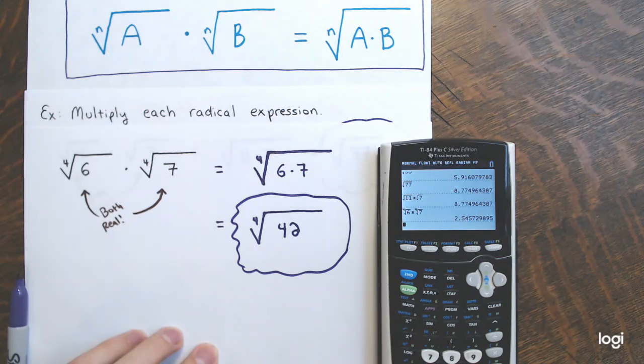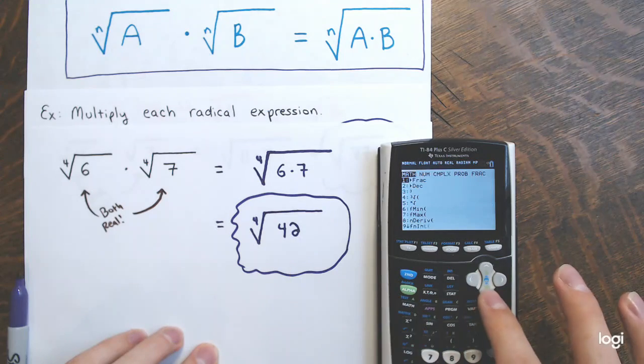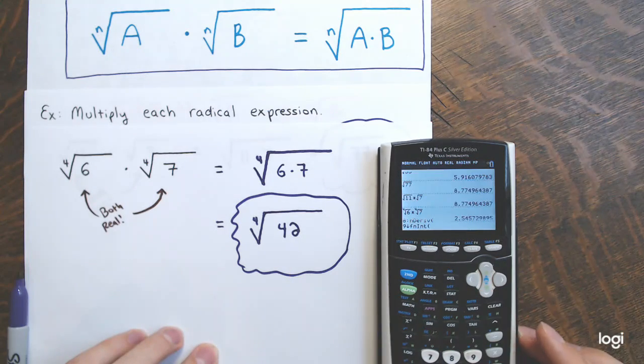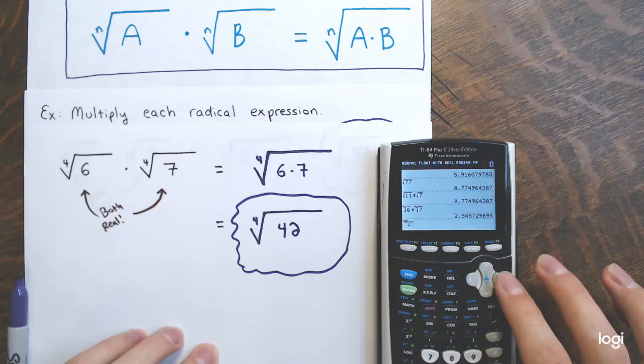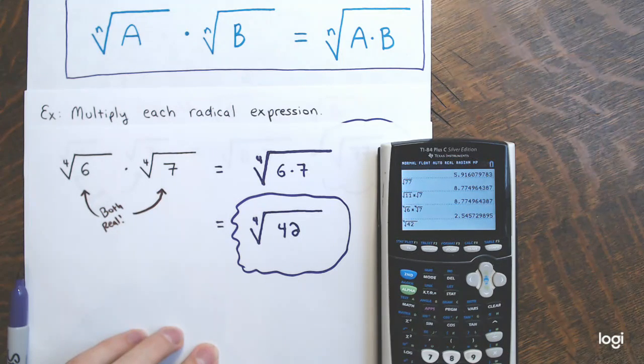2.545729895, right? It keeps going on forever, most likely irrational, without ending, without having a repeating pattern. And let's see if that's indeed equal to the fourth root of 42. So fourth root of 42, and yes it is, 2.547299895, and so on. Great.